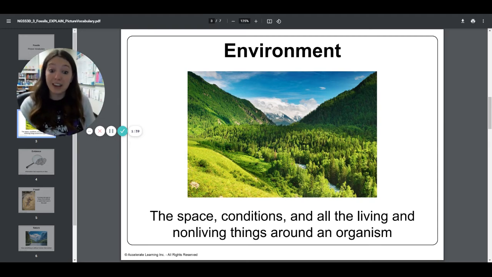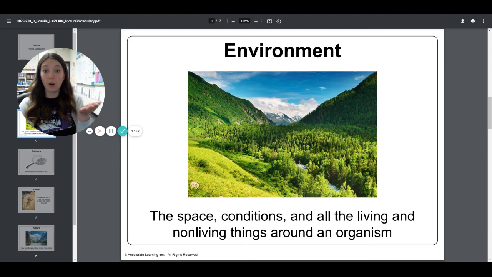When we relate it to fossils, we know that fossils can tell us what the environment was like when that plant or that animal that became a fossil was alive. So it's a pretty interesting thing that just from one fossil, we don't only figure out about the animal or the plant, but we can actually learn about the environment that it lived in.